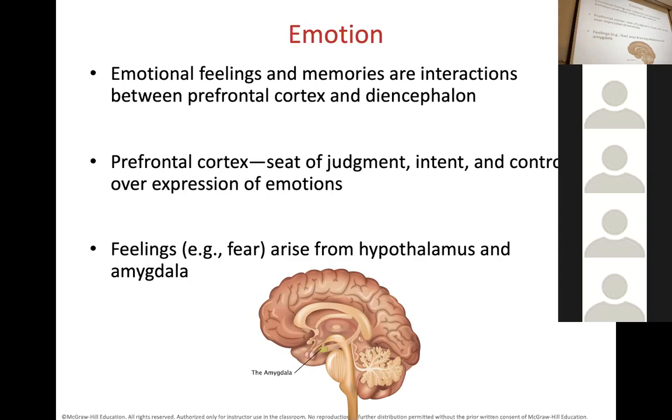Okay, and then feelings like fear, happiness, sadness, all those wonderful feelings generally arise from part of the diencephalon, so the hypothalamus, which is going to be right down here. And then something we haven't talked about, the amygdala. I'm not really going to go into a whole lot of detail about that, but the hypothalamus and the amygdala are kind of the seat of all of the feelings that you have. Not necessarily the expression, just those feelings and when you experience them. All right, so like I said, just the basics of emotion, where it's controlled, that kind of stuff.